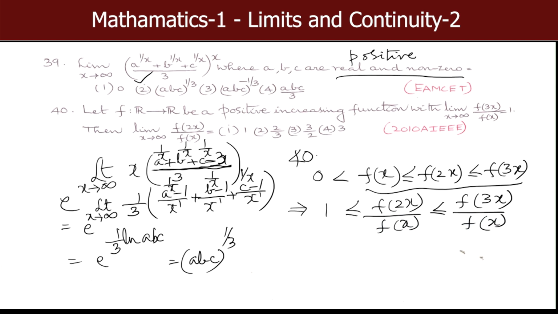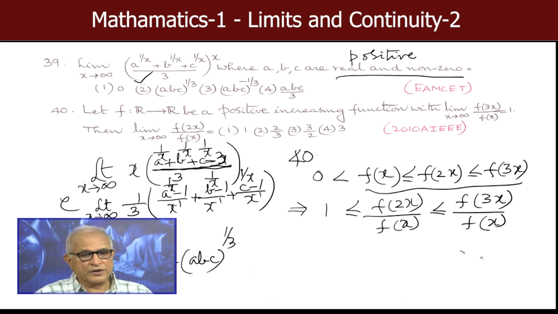Okay. Now, given that this f of 2x by f of x is sandwiched by 1 on the left and f of 3x by f of x on the right, and whereas 1 is a constant function, the limit of the function on the right, squeezing function on the right, f of 3x by f of x is given to be 1.